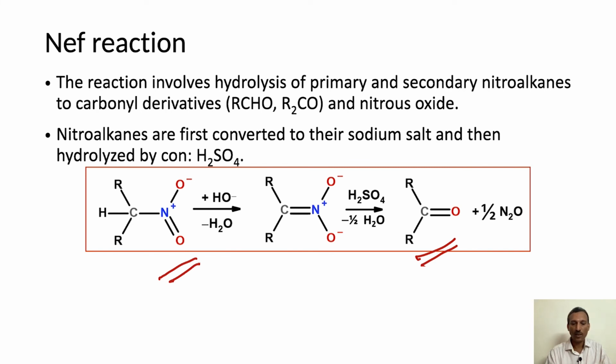How the reaction actually proceeds is that the nitroalkane is first converted to its sodium salt, and then this is hydrolyzed by sulfuric acid. So this is basically a two-step reaction. In the first step, we use a base to form the corresponding sodium salt, and then this salt is treated with sulfuric acid to give the final product, that is the carbonyl compound.